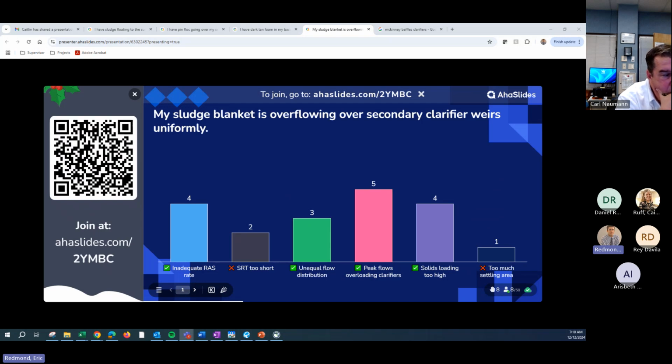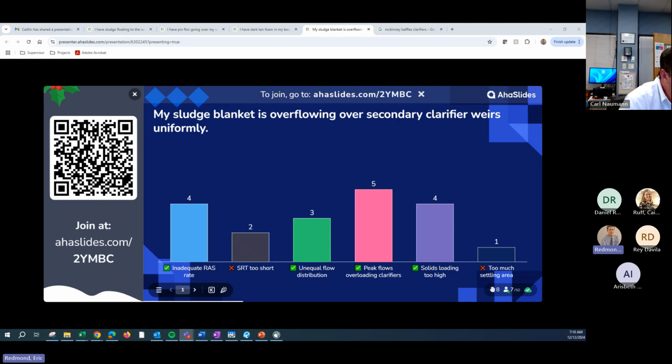Peak flows overloading the clarifier, again, same thing. If you have peak flows, that means you have high solids loading rate. Those two are kind of the same thing. You're putting a lot of flow and a lot of solids in your clarifier, and your RAS can't keep up. The one I'm disagreeing with, because of the way the question is phrased, is unequal flow distribution. You don't have unequal flow distribution because it says your secondary clarifier weirs are overflowing uniformly. So that's why I'm disagreeing with the question.